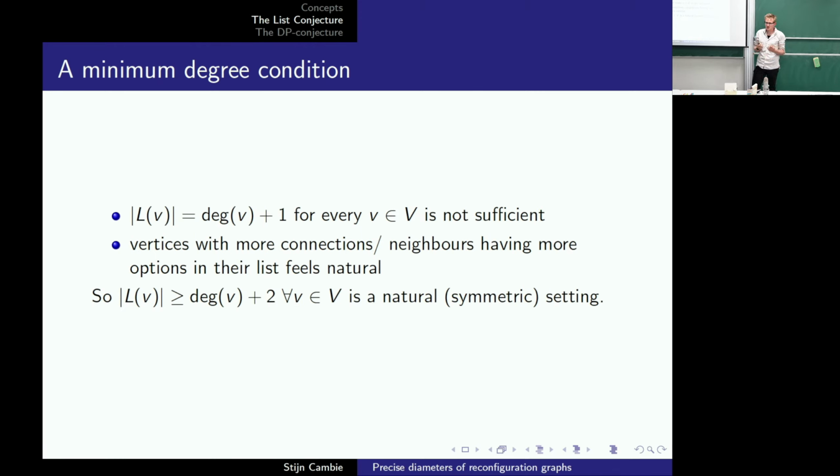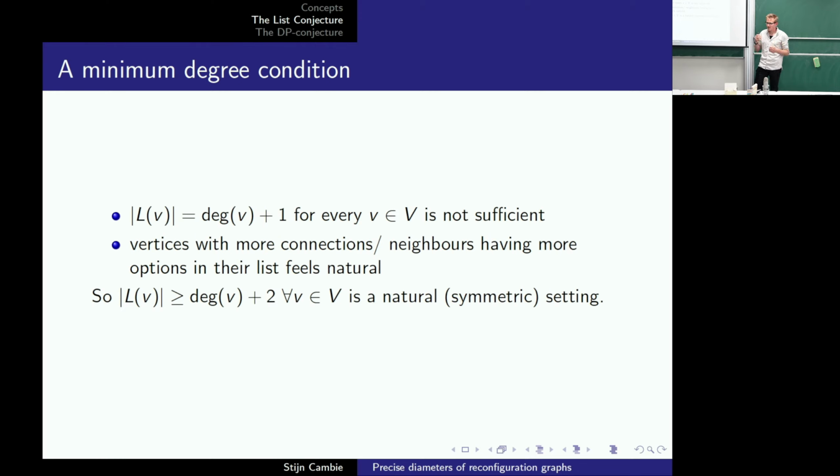It feels also as a natural condition that the larger the degree of your vertex, so the more neighbors and the more obstructions you can have, the more colors you want to put in the list. So a natural choice was to take the size of the list to be at least degree V plus 2 for every vertex V. And this is also related to Cereceda's conjecture, where you had degeneracy plus 2, but there is a difference between list coloring and proper coloring. Okay, so I hope this is already a natural setting to start with.